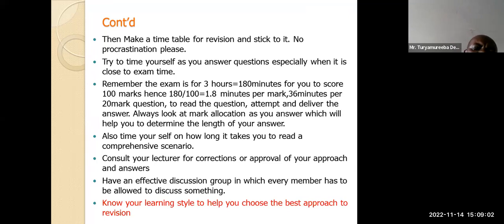Some people don't fail because they don't have knowledge, but they go with knowledge in the exam and come back with it. And you find them outside the exam, they say, I didn't finish. And this person, this number, you should have passed it. But why are you lamenting outside? Do practice now and know that you can finish. Consult your lecturer for corrections or approval of your approach and answers. Have an effective discussion group in which every member has to be allowed to discuss something.